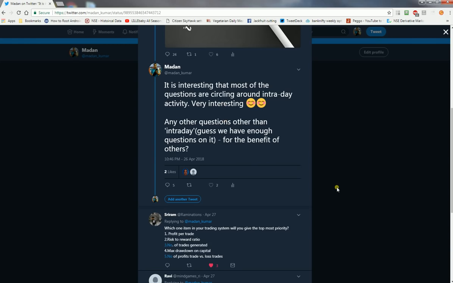Okay, I think there are some more questions here. Okay, Sriram, which one item in your trading system will you give the topmost priority? Profit per trade, risk to reward ratio, number of trades generated, max drawdown on capital, number of profit trades versus lost trades. Sriram, it's like asking the question, which component is really important in a car, whether it's the steering wheel or the engine or the tires or the suspension or the brake system, right?